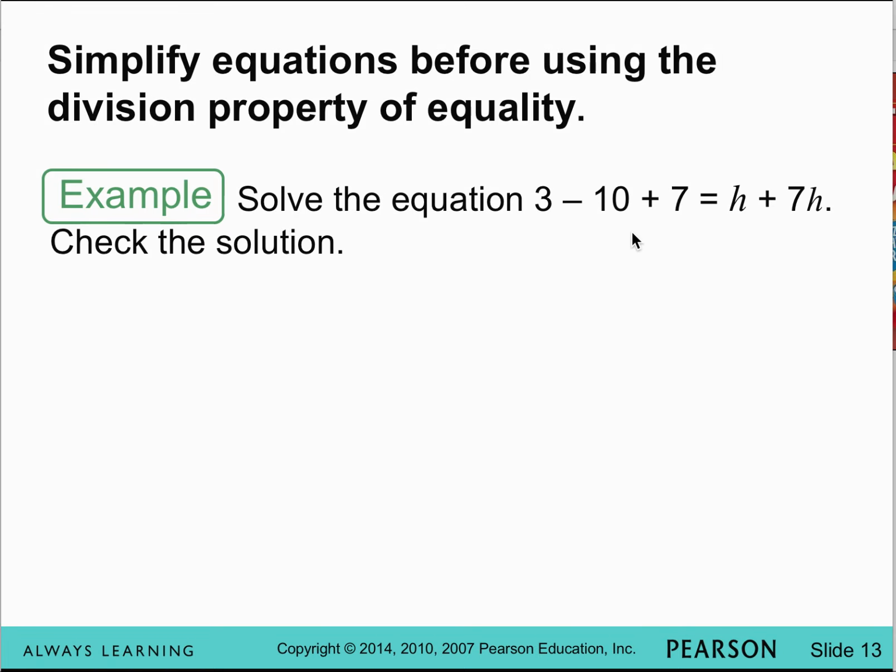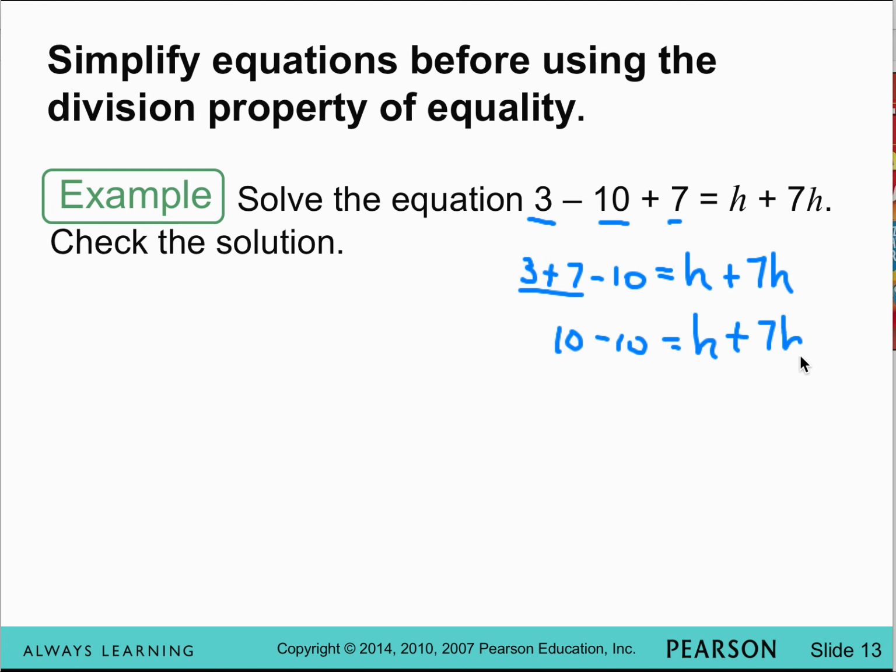Okay, so now I've got some simplifying to do first. Over here, all these are like terms. Notice what would make my math easier to do over here. I don't have to. I could go straight across, but if I use my commutative property, then 3 plus 7 is 10. I didn't have to think about my rules. Oh, and 10 minus 10 is 0.